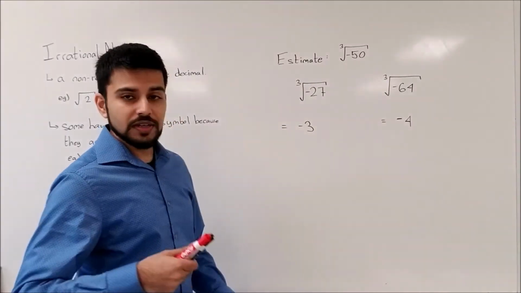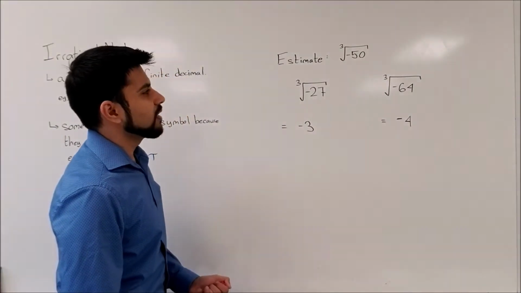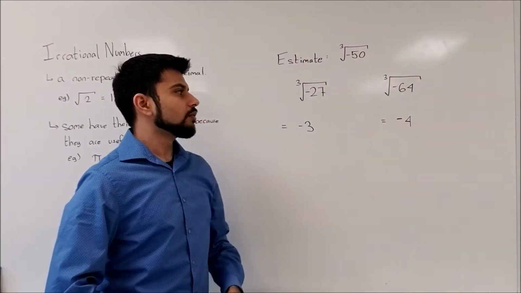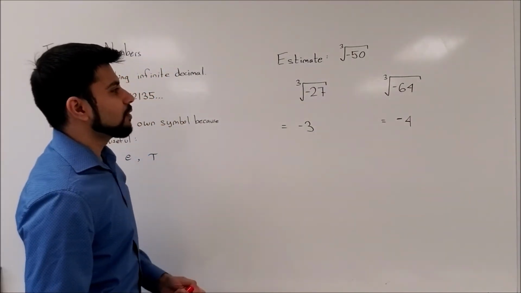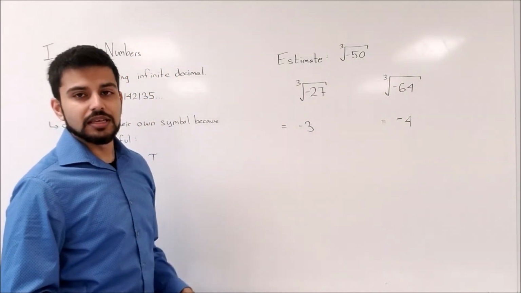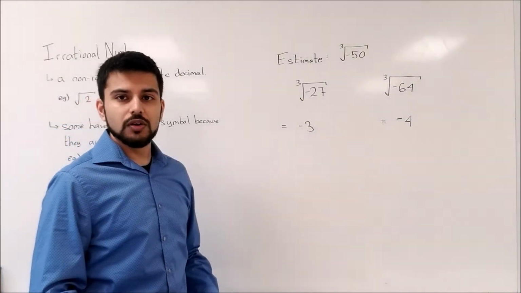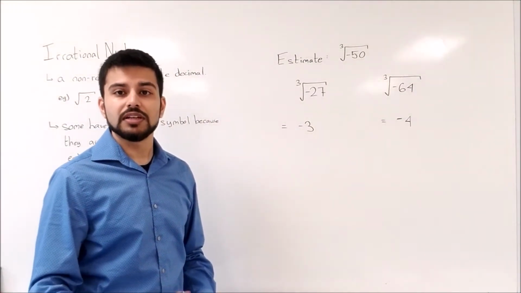Whereabouts? Well, I know the dead center would be negative 3.5. And if I take a look, that negative 50 is 14 away from the negative 64. And the negative 50 is 23 away from the negative 27. So it's closer to the negative 64, which means that the answer should be between negative 3.5 and negative 4.